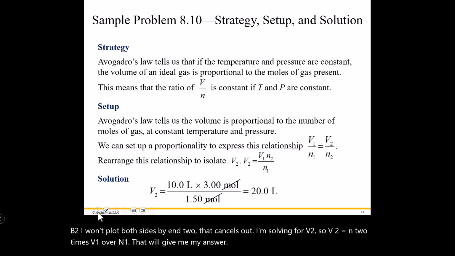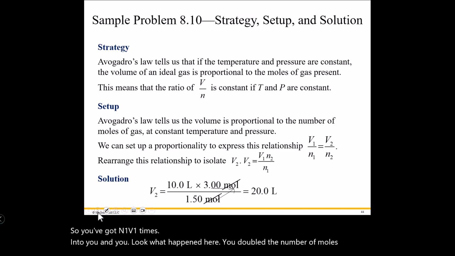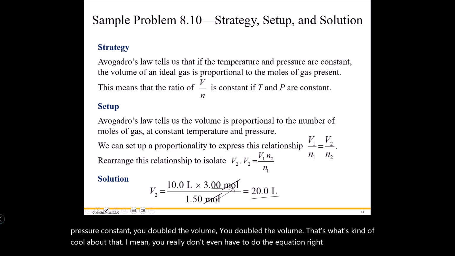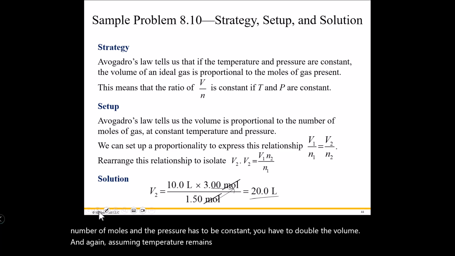And that's what we have right here. So you got N1, V1 times N2. And look what happened here. You doubled the number of moles, kept the pressure constant, you doubled the volume. That's what's kind of cool about that. I mean, you really don't even have to do the equation, right? If you double the number of moles and the pressure has to be constant, you have to double the volume. And again, assuming temperature remains constant as well.